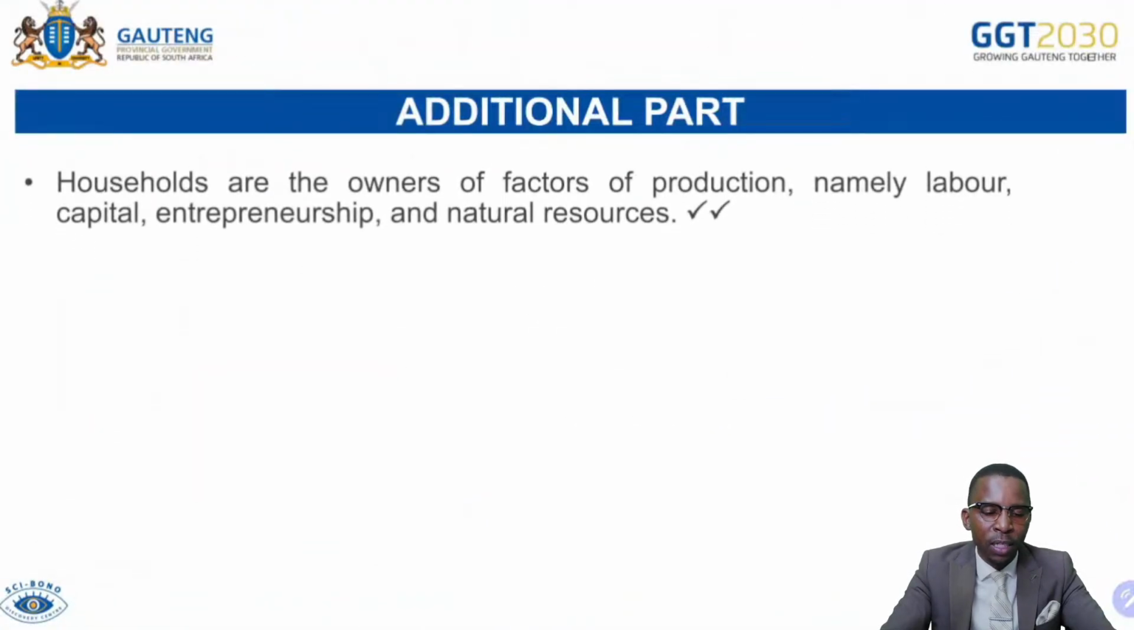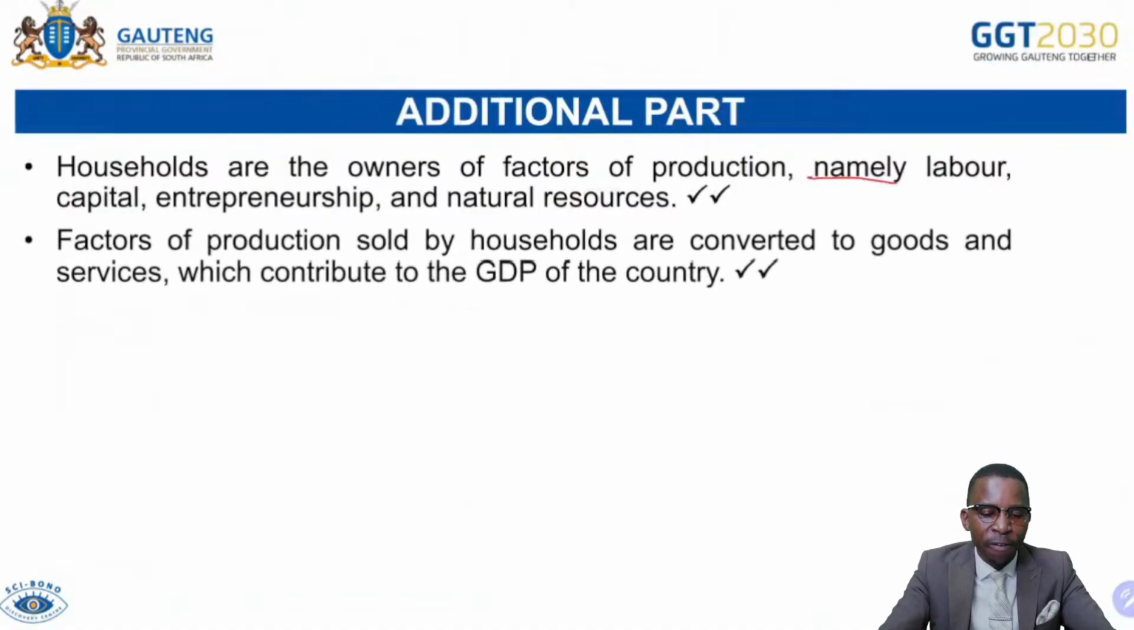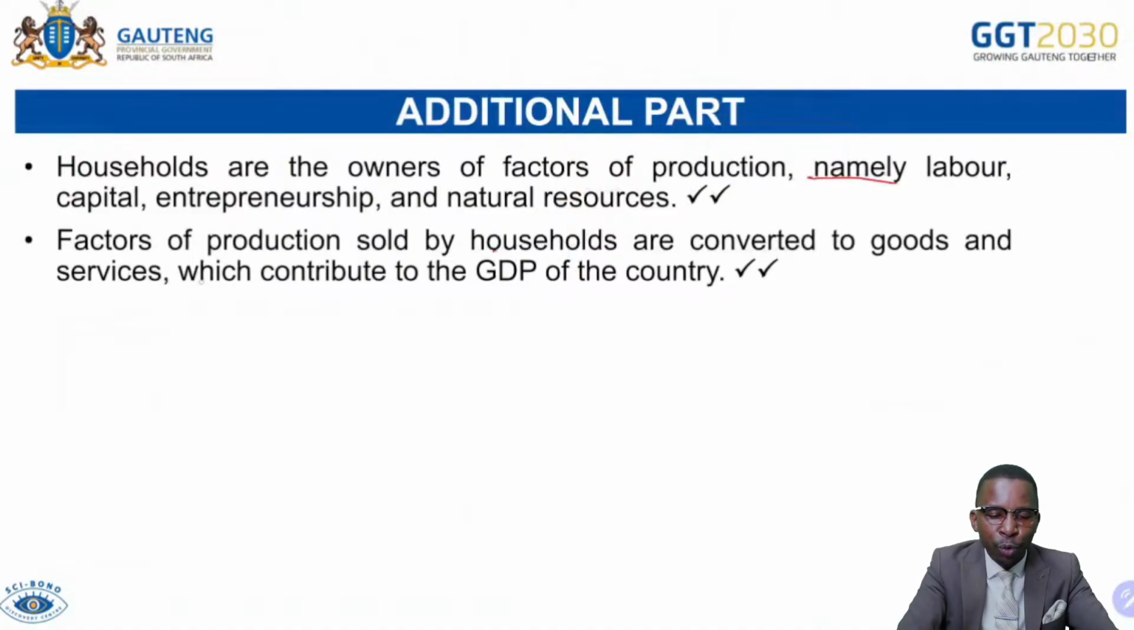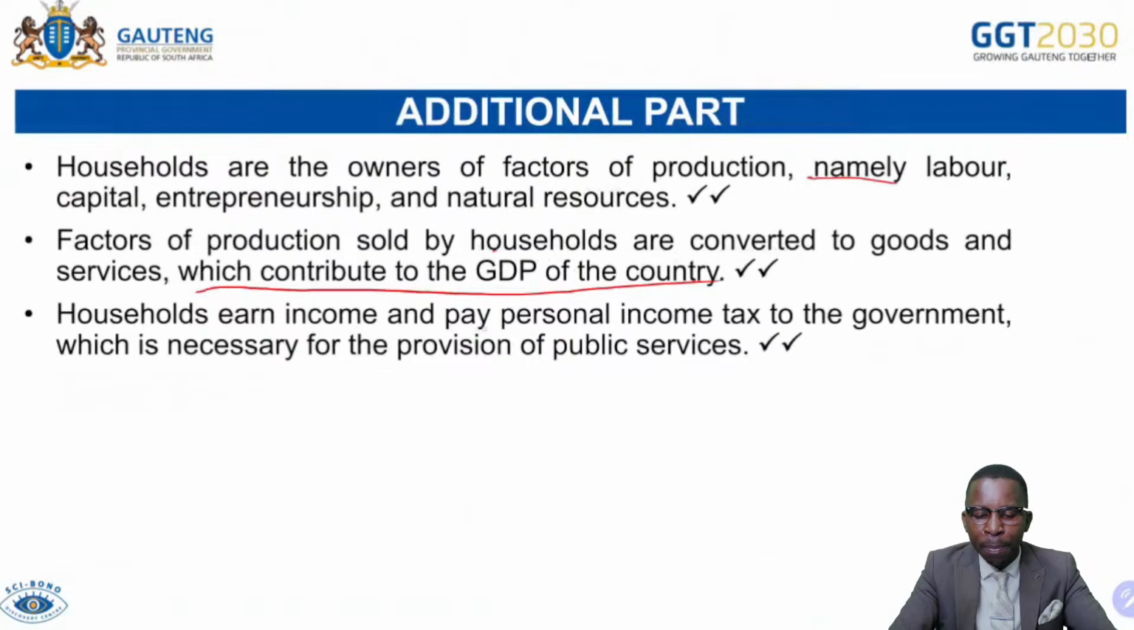We go to additional part. Households are the owners of production factors, namely labor, capital, entrepreneurship, as well as natural resources. Factors of production are sold by household, are converted to goods and services which contribute to the GDP creation in the economy. And then household earn income and pay personal income tax to the government, which is necessary for provision of public goods and services.